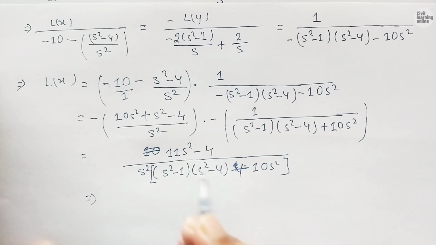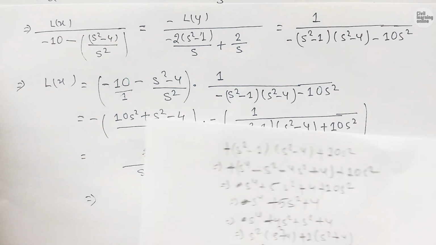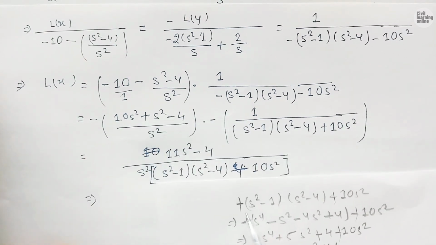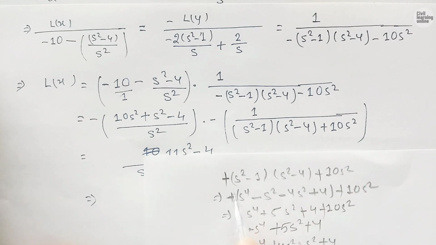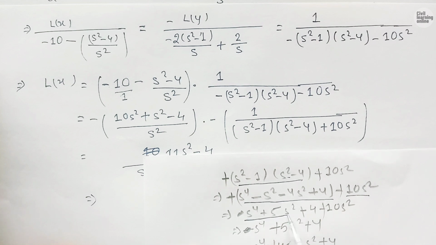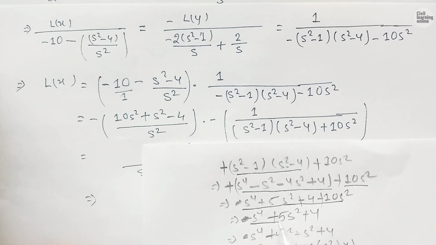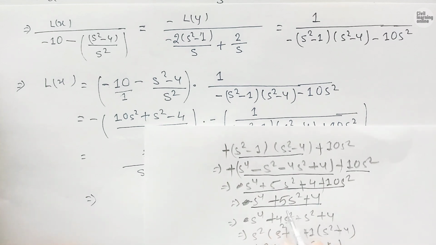So how we are going to factorize this? See here, we are factorizing this, s square minus 1 and s square minus 4, and plus 10 s square. We multiplied these two, we got this, and plus 10 s square. On resolving this we got this form, and on adding we got this. Now we have to factorize this, s to the power 4 plus 5 s square plus 4.